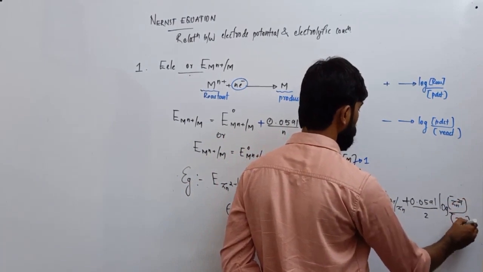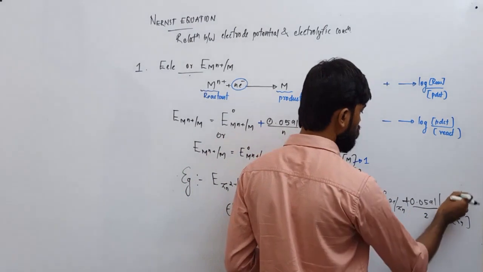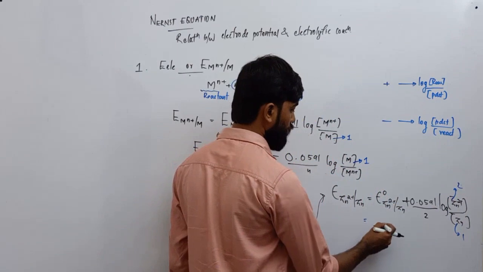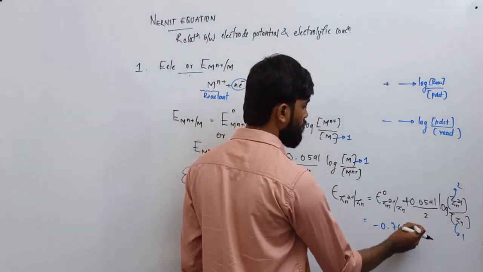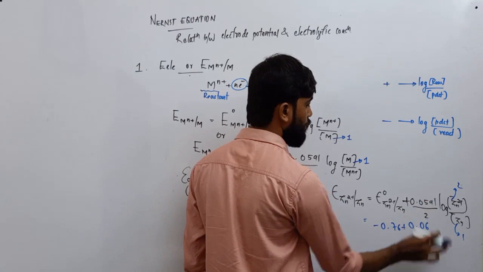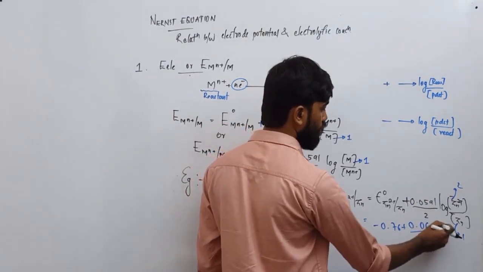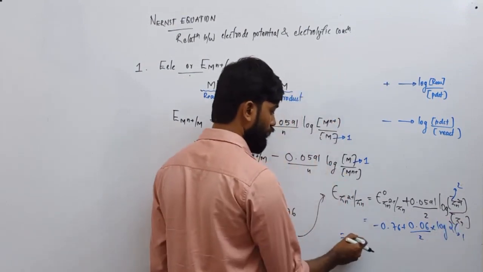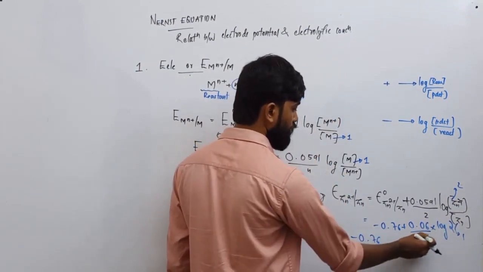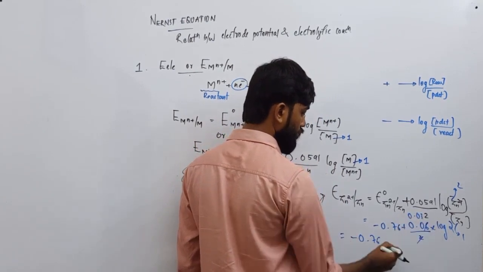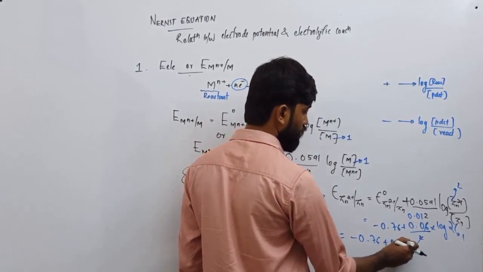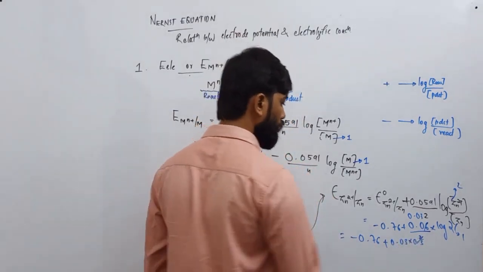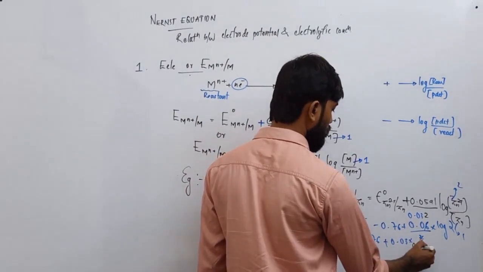Mn plus by M, since there is a plus. And the Zn2 plus concentration is 2, and this is simply taken as 1. So this value will be minus 0.76. For your objective examination, simply this is taken as 0.06 divided by 2 into log 2. So the value will be minus 0.76 plus 0.03 into 0.3. Log 2, the value is 0.3. I think you are familiar with that.